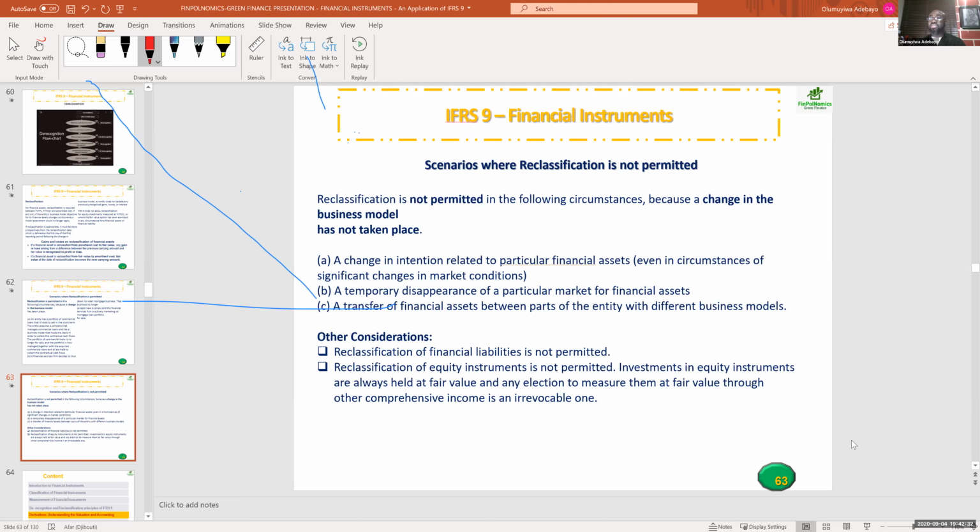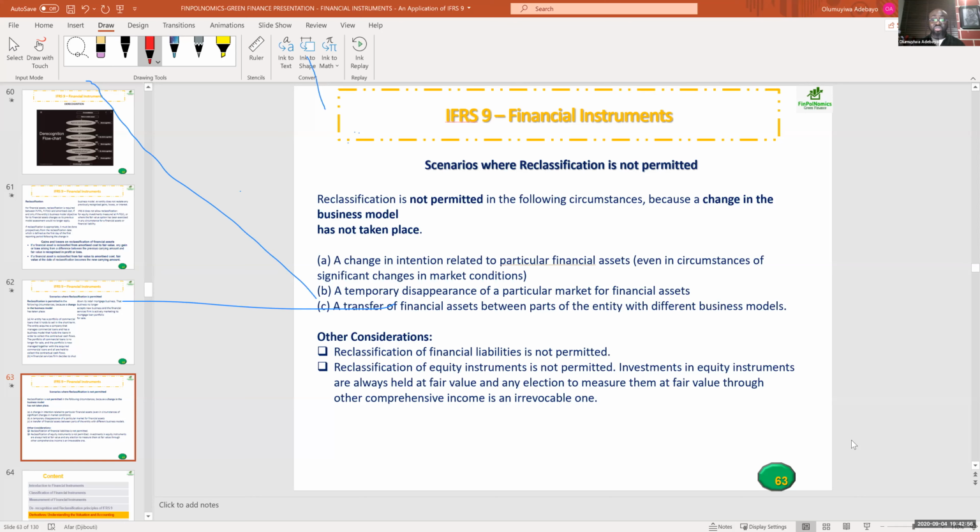We are not collapsing the two divisions such that you now have to more or less take one class and move it to the other class. And we said, no, that is not possible because it's still within the same entity. The business model has not changed. What has changed is the intention or motive, which does not necessarily change the business model. And in that situation, such a reclassification cannot be allowed.